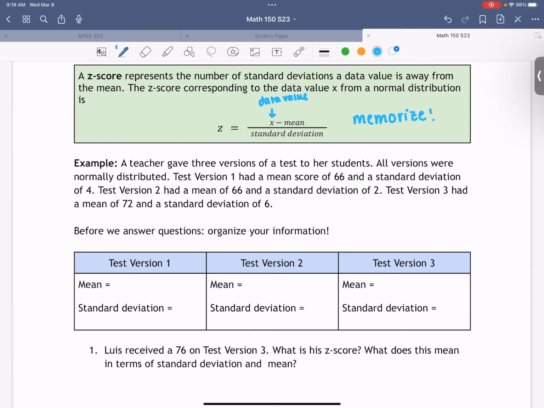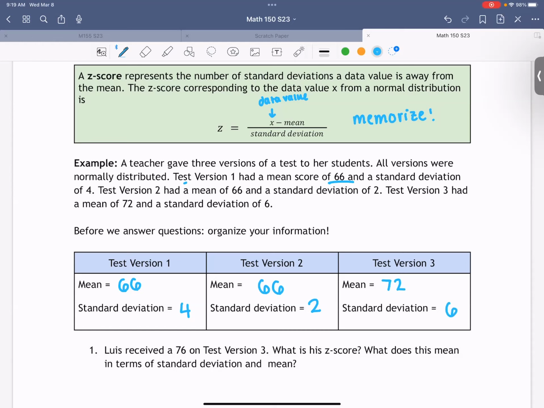Okay, it says all the versions are normally distributed. Okay, and test version 1 has a mean score of 66. So I'm going to write that underneath the mean here, and a standard deviation of 4. Test 2 has a mean of 66 and a standard deviation of 2. And test 3 has a mean of 72 and a standard deviation of 6.